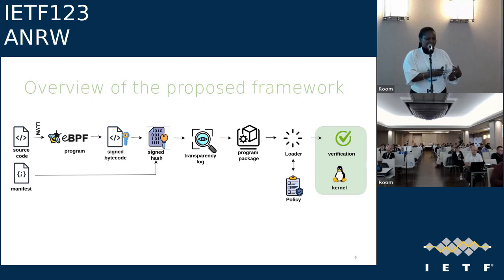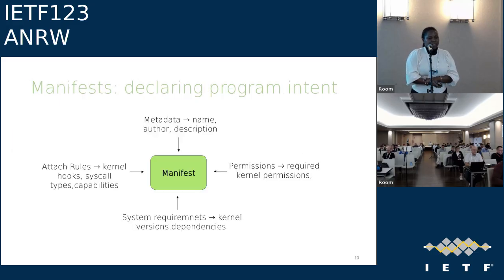The loader is like the gatekeeper before the kernel. The loader checks some policies that have been defined by the organization to see if the program is allowed to pass. If the loader allows the program, it can now be passed to the kernel. The kernel will do its own check. That's when the eBPF verifier that I mentioned earlier comes in. I'll be looking at this in detail in the next slides. So let's zoom in on the manifest. What is the manifest?